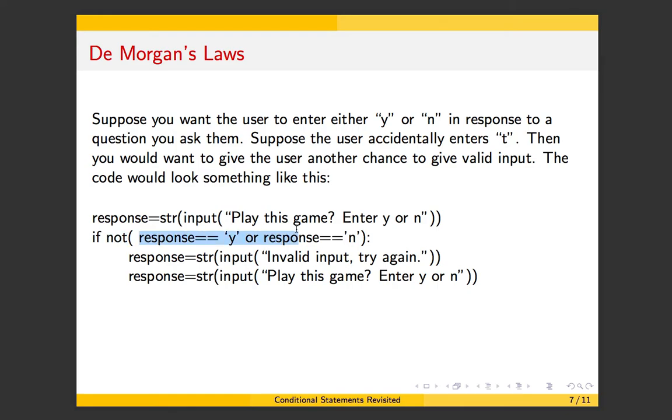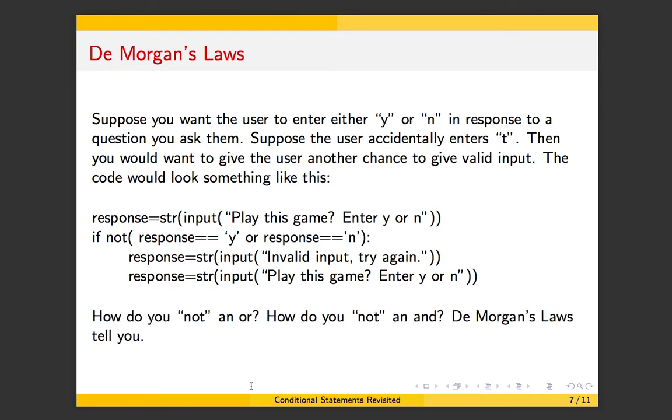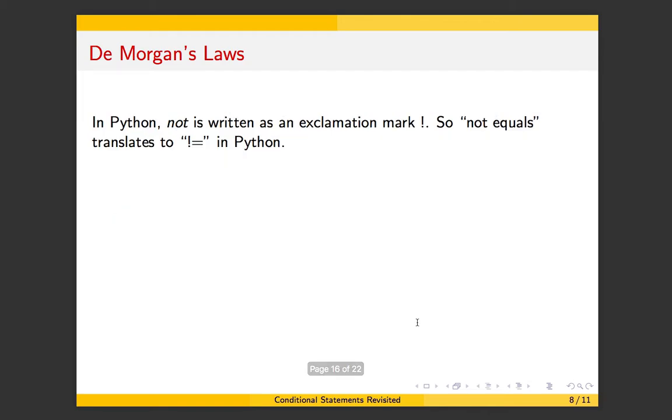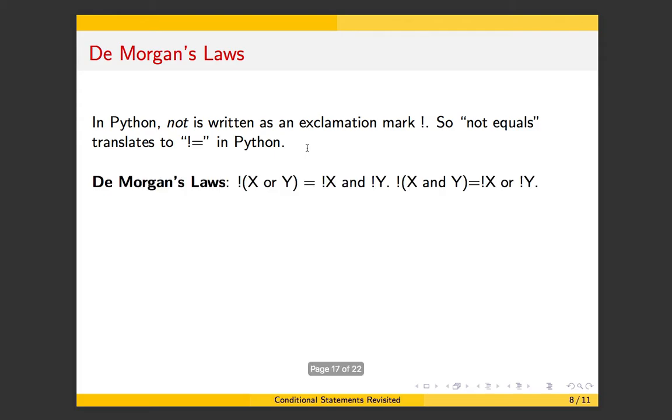So here I have an or statement. What if they don't do that? What if they not that? How do you do that in Python? So in other words, how do you apply the English word not to an or statement? And if you need to, how do you apply the English word not to an and statement? De Morgan's laws exist to deal with that. Okay, so in Python, the English word not is written as an exclamation mark. So as we've already seen, exclamation mark equals means not equals in Python. That was in a previous video.